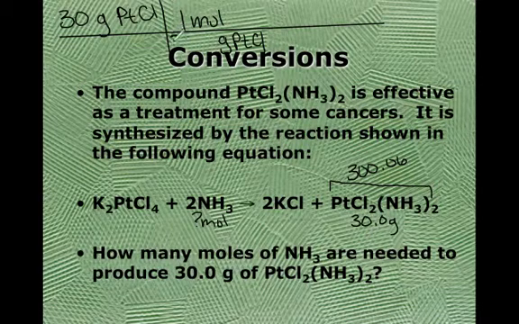Okay, so we'll put that in here, 300.06. I'm just not writing the whole formula up here because I don't want to write all those out. Okay, and then we have moles of that platinum compound, PtCl2(NH3)2. And we're converting to moles of NH3, so we need to put moles of NH3 on top. You have a 2 to 1.